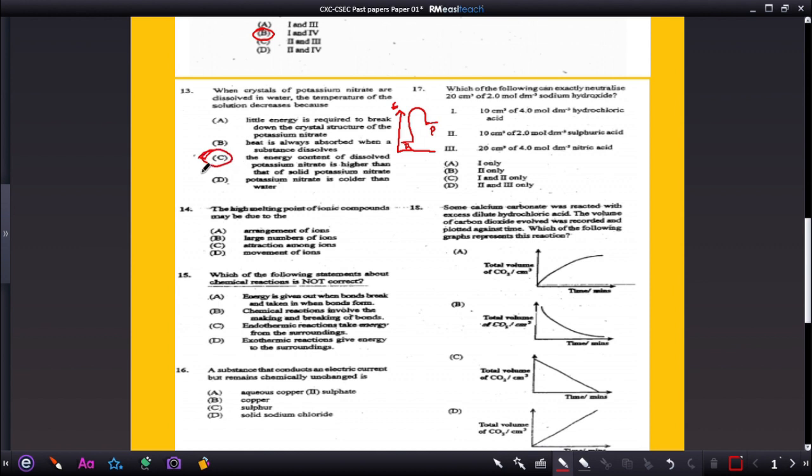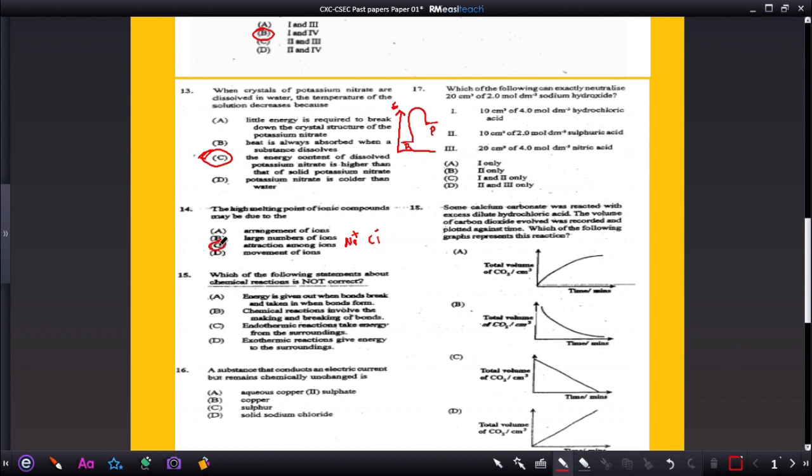Question 14. The high melting point of ionic compounds may be due to the arrangement of ions, large number of ions, attraction among ions, or movement of ions. Remember, for ionic compounds, it's the attraction of the ions. So the greater the attraction, the greater the energy to break those bonds. When a negative ion meets a positive ion, they are attracted to each other by the electrostatic force of attraction, and to break that requires a large amount of energy. So it's the attraction among the ions.